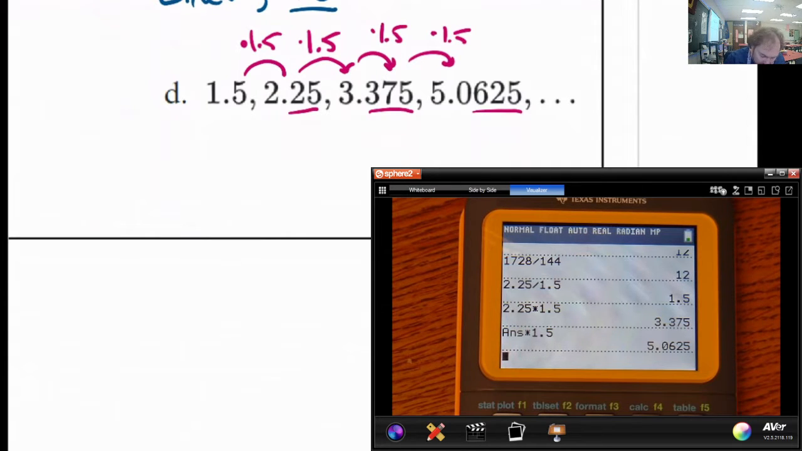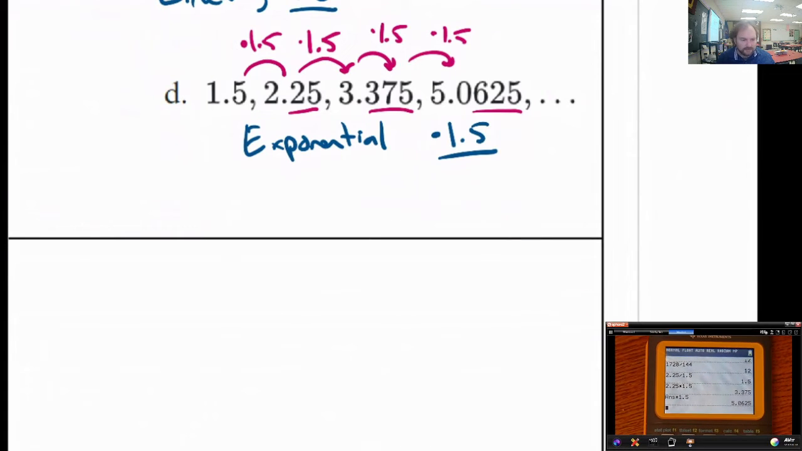So this is another exponential sequence. Can you guys see that? You can. And we're multiplying by 1.5. So if you suspect it's exponential, just divide every number by the previous number, and you'll get the rate that you're multiplying by every time.